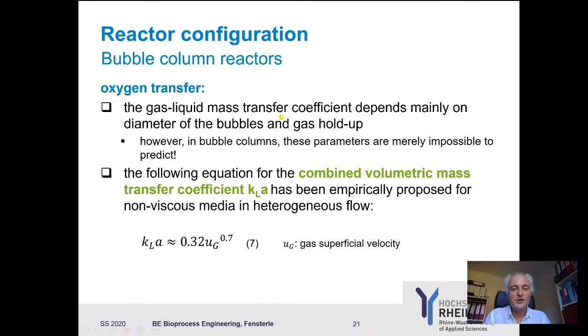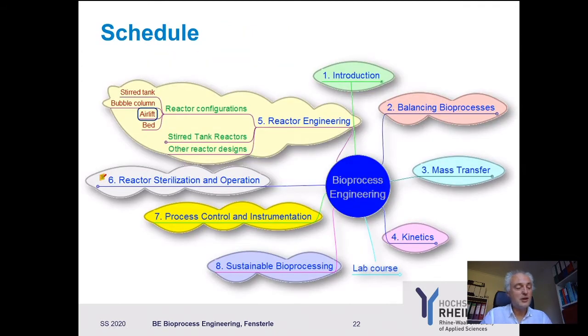Okay, the oxygen transfer depends on the diameters of the bubbles and gas holdup, and of course also there you have no chance to deduce a theoretical equation with respect to the oxygen transfer. Also, this has been done empirically, and this correlation has been proposed. We won't do calculations, also not in the exam. It's just that you know what the oxygen transfer in bubble column reactors depends on, and that the equations you can deduce, if at all, are empirical. So that's the bubble column reactor.